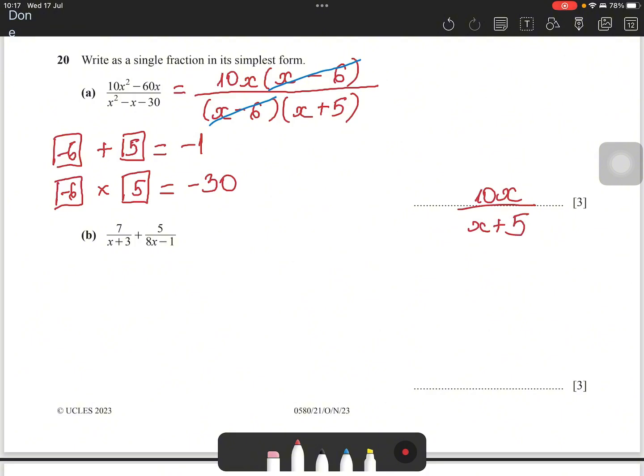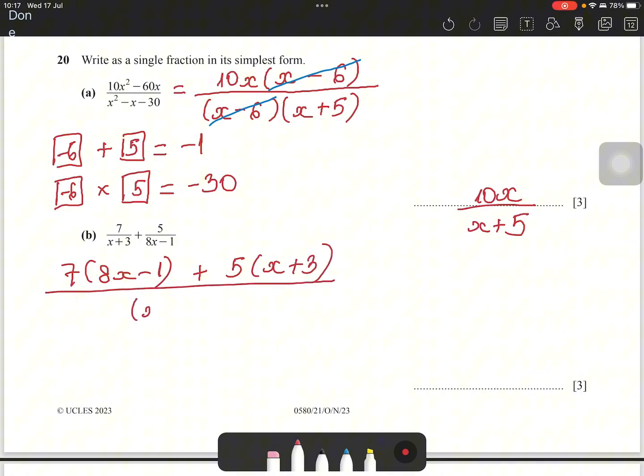B. 7 over x plus 3 plus 5 over 8x minus 1. We see that there's no common factor for the two denominators, so we need to cross multiply them. 7 multiplied by 8x minus 1 plus 5 multiplied by x plus 3. And the denominator is x plus 3 multiplied by 8x minus 1.